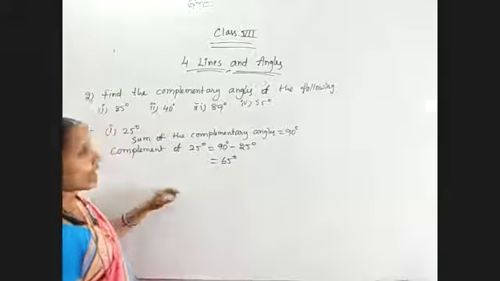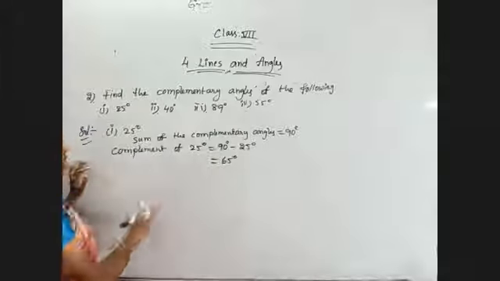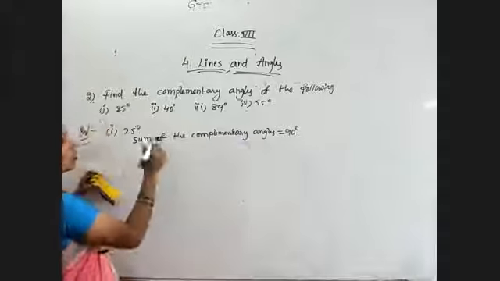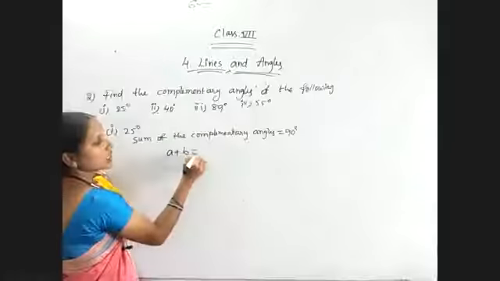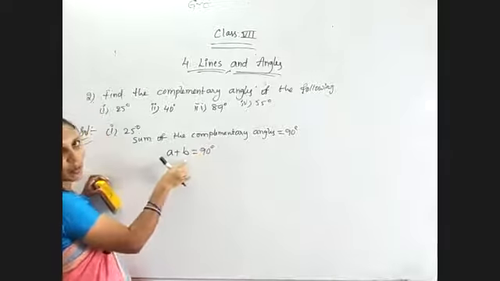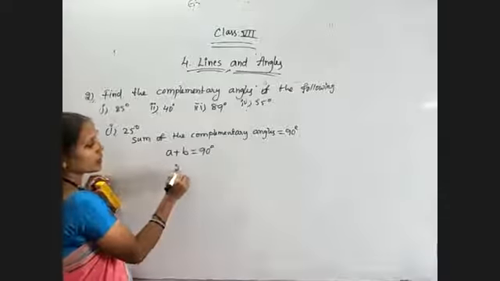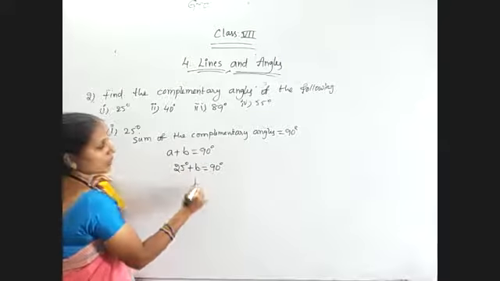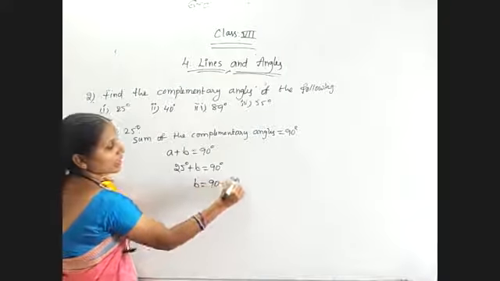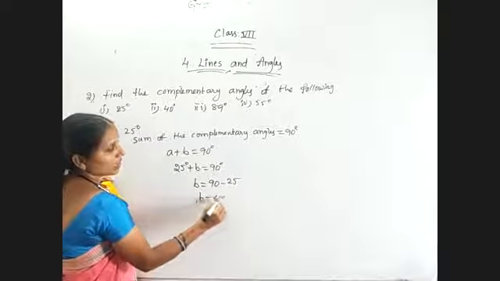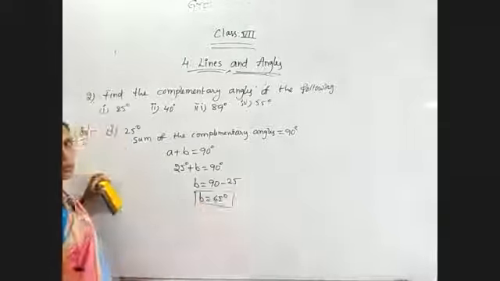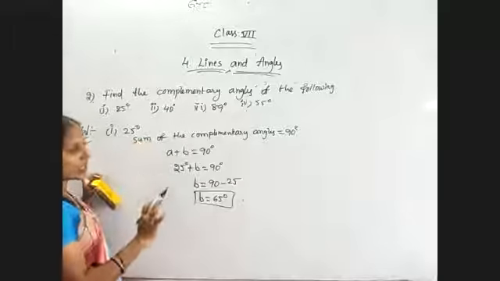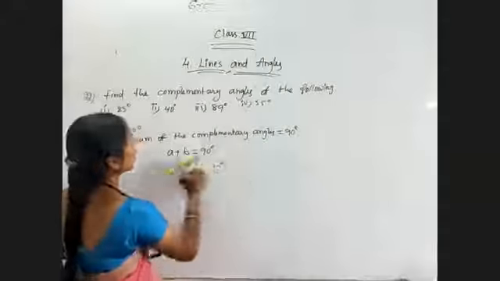Otherwise, take the sum of the complementary angles is equal to 90. The given value is 25 degrees, plus B is equal to 90 degrees. Then B will be equal to 90 minus 25. So B is equal to 65 degrees. This way also we get it, no problem. Whenever we need a complement, it is 90 minus the given value. That's all. Okay.